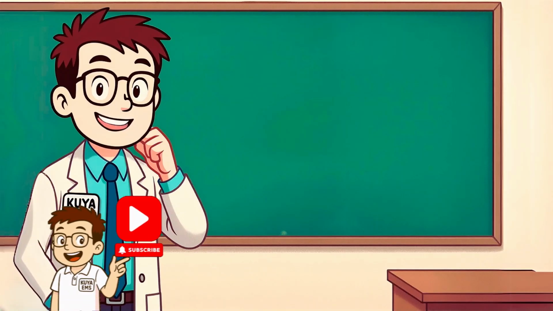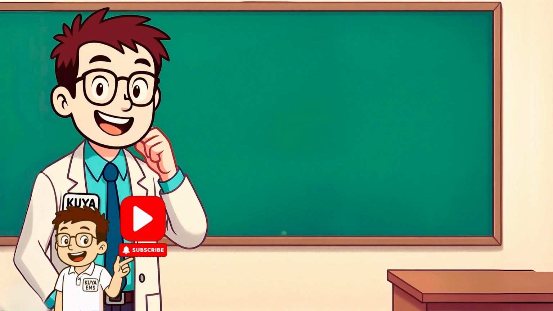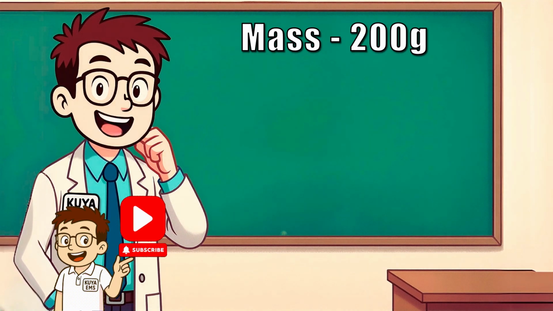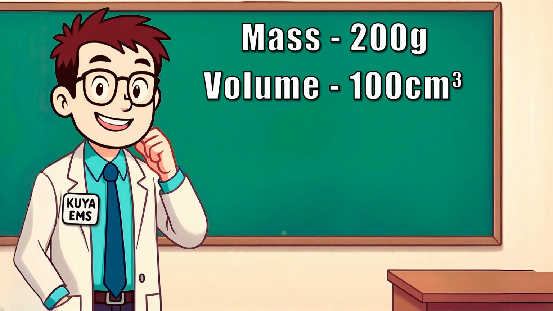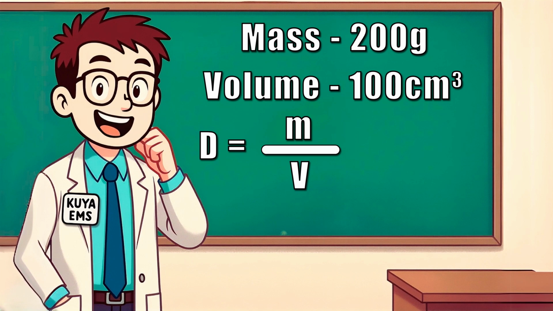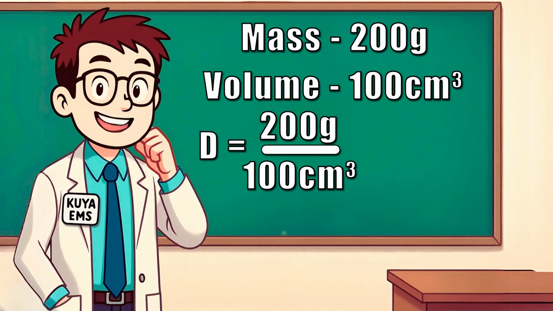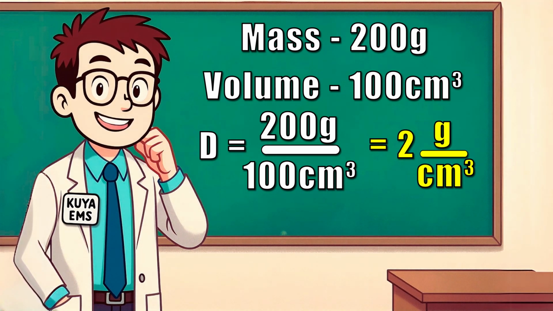Let's look at some simple problems. First problem: a box has a mass of 200 grams and a volume of 100 cubic centimeters. What is its density? As you remember, density has a simple formula of mass divided by its volume. So the mass is 200 divided by 100 cubic centimeters, and the answer is 2 grams per cubic centimeter. Easy math, right? Let's go again.